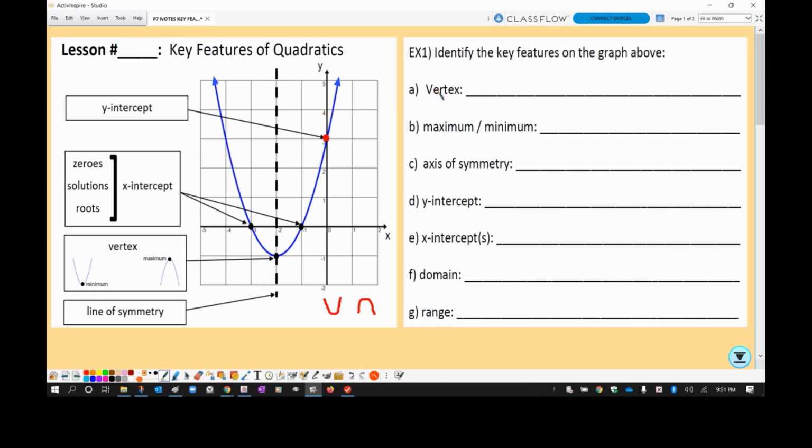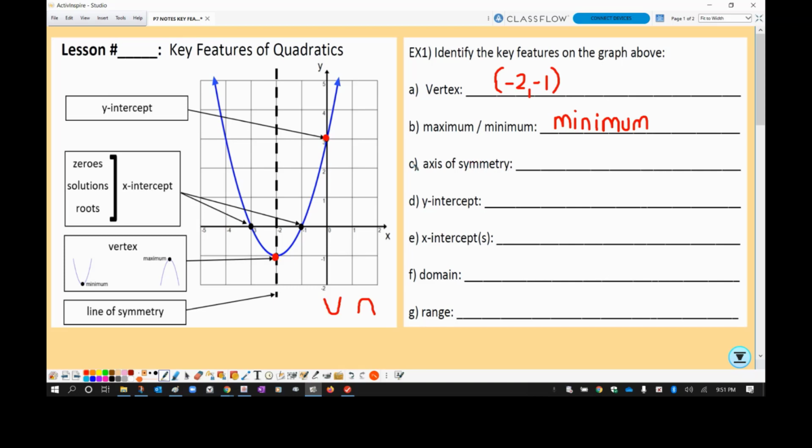Let's say you have an exercise that asks for the vertex. So the vertex here would be at point -2, -1. So you would answer, what is the vertex? -2, -1. Is that going to be a maximum or a minimum? Well, it's going to be a minimum because it's the lowest point. So right there is my minimum.